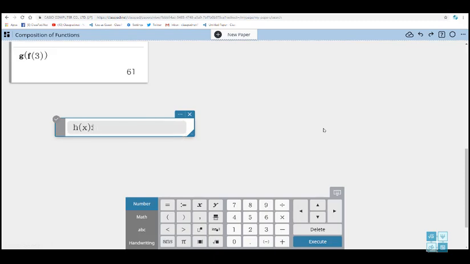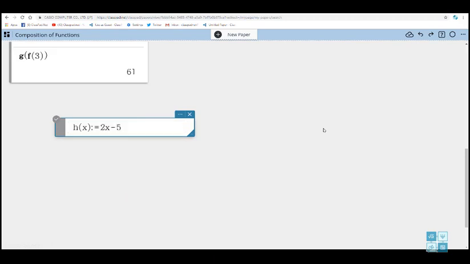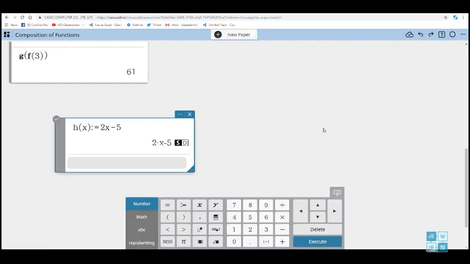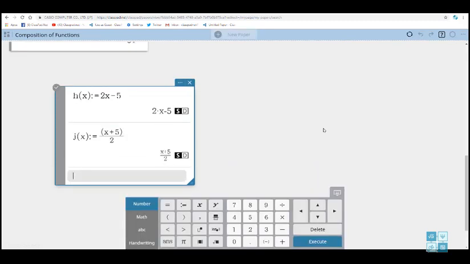So I'm going to define a function h to be 2x. We'll just start with linear just to make it easier. And then let's define another function, let's do j of x, and define it to be... so I have these two functions, right?